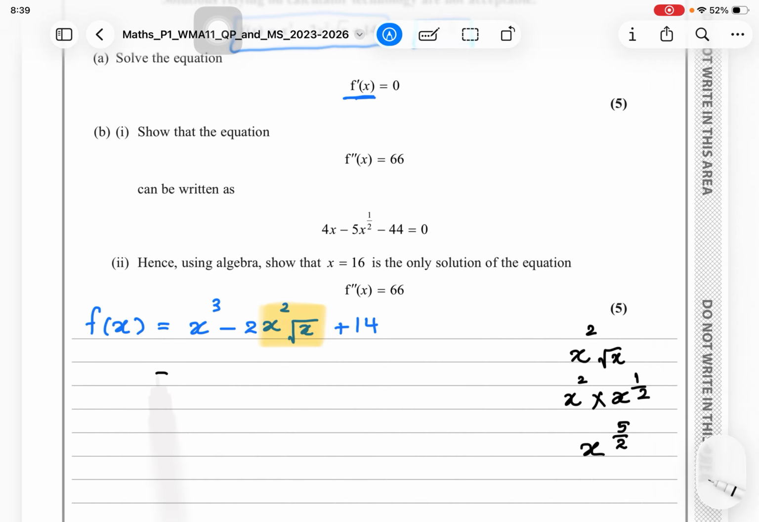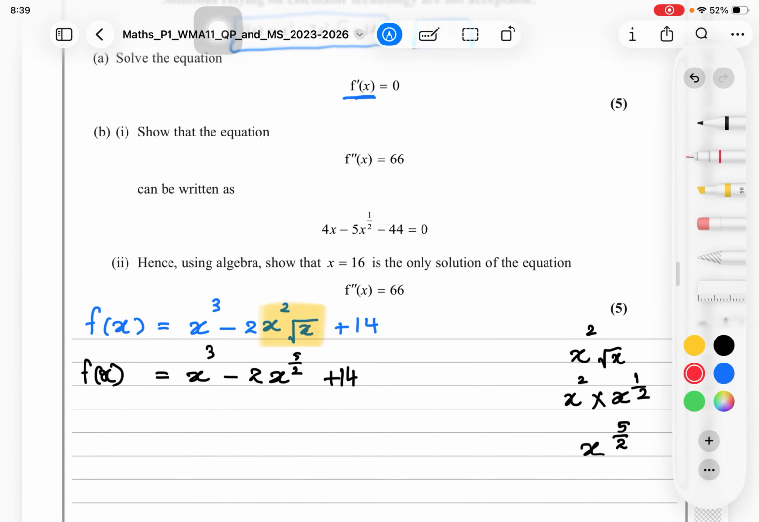Now let's come back to our f(x). x to the power 3 minus 2 x to the power 5 over 2 plus 14. So this is our rearranged f(x). Now let's try to do the differentiation.